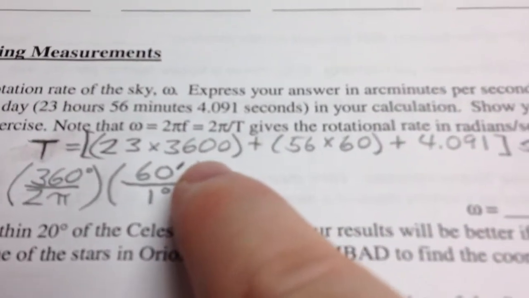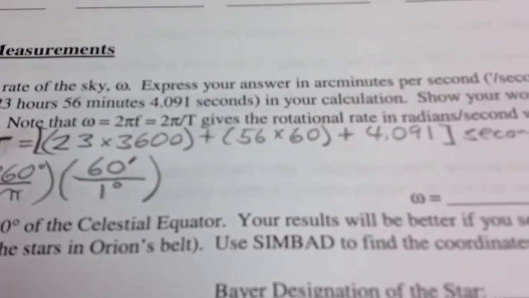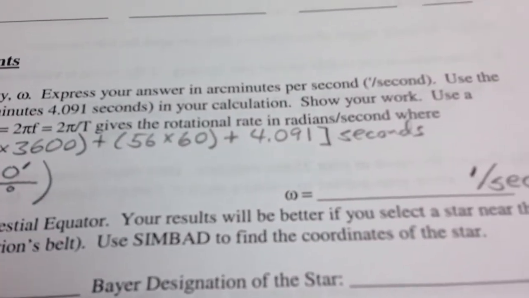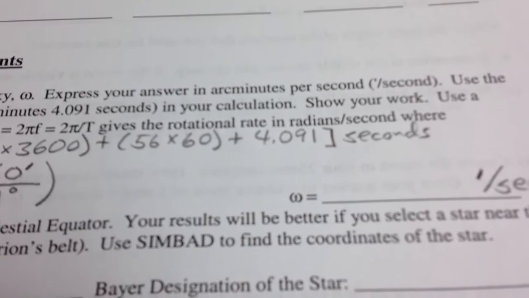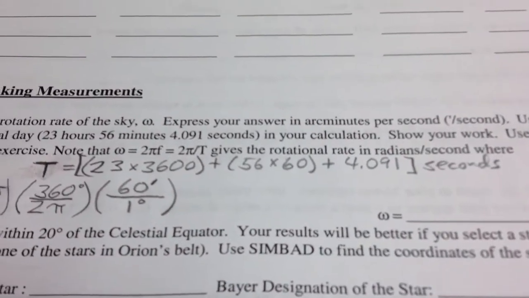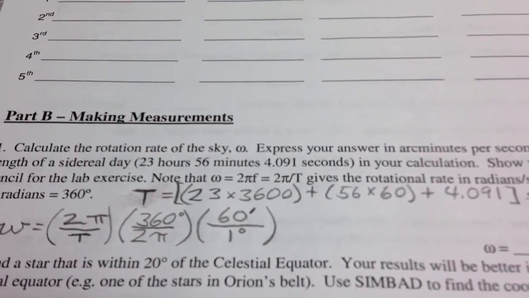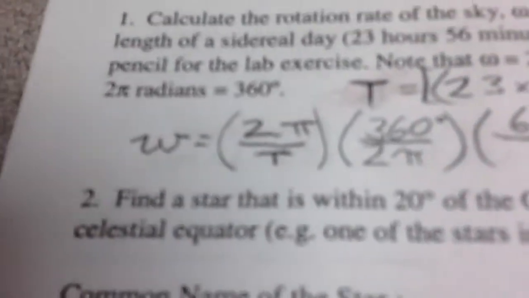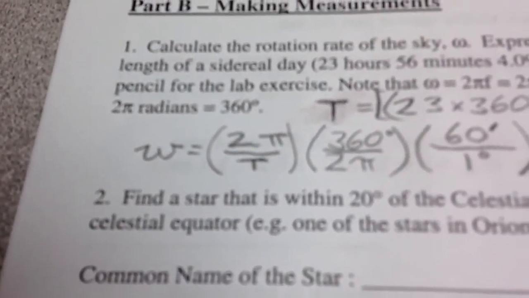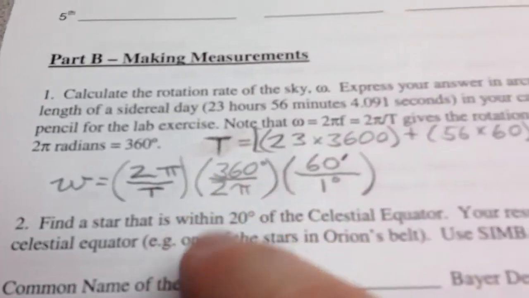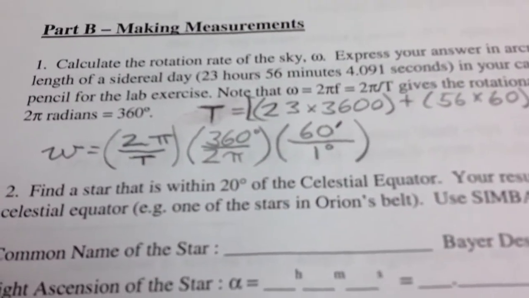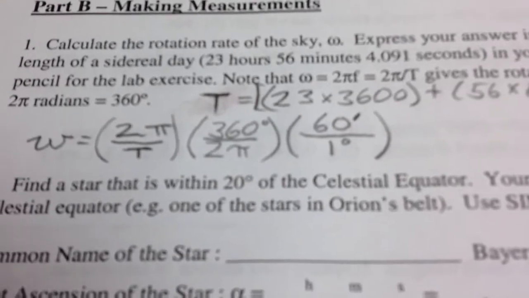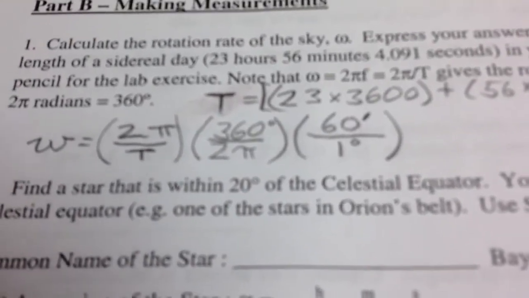You would take the 23 hours times 3600, 56 times 60, plus the 4.091, and that'll give you the number of seconds in a sidereal day. Then you'll use that to calculate the angular frequency. By definition, the angular frequency is 2 pi over the period, but you'll have to convert it over to degrees, first of all, by saying 360 degrees is equal to 2 pi radians.